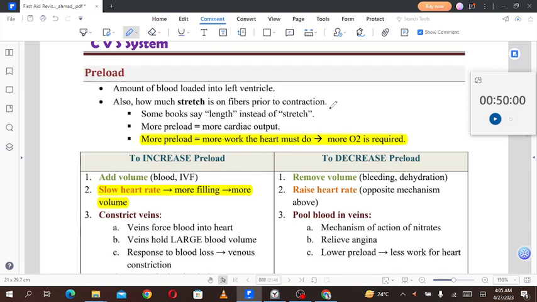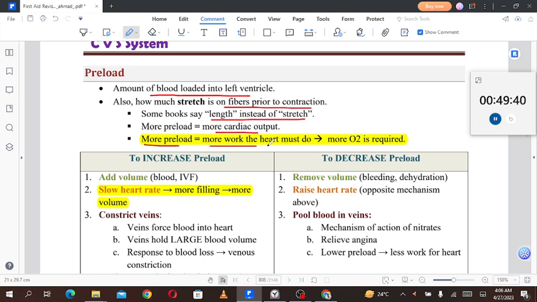So the preload is the amount of blood loaded into the left ventricle. Also, how much stretch is on the fibers prior to contraction. That is also preload. Some books will say length instead of stretch. More preload, more cardiac output.